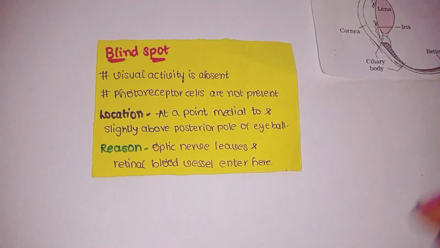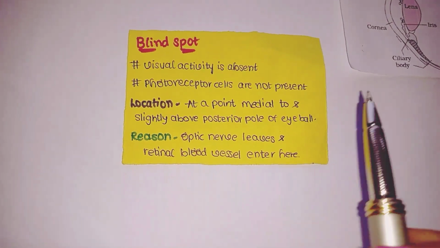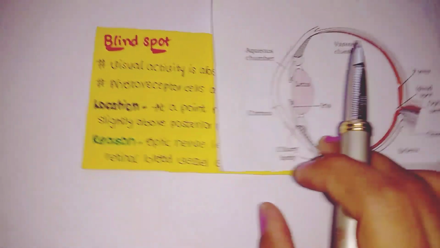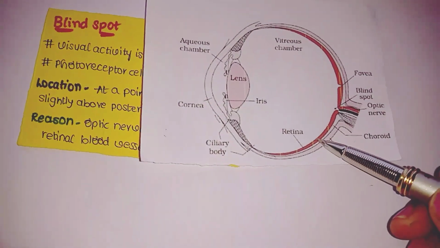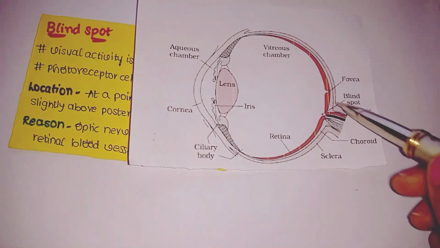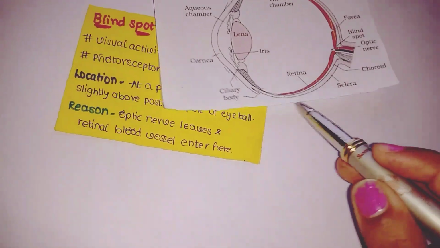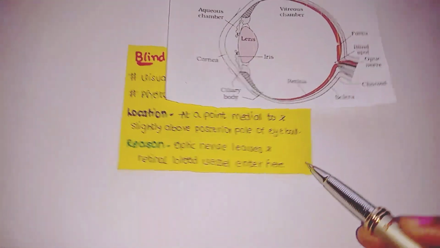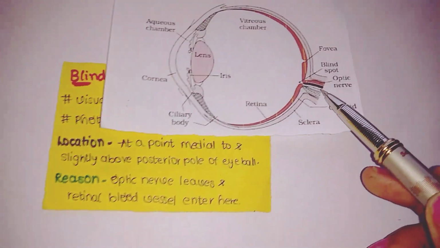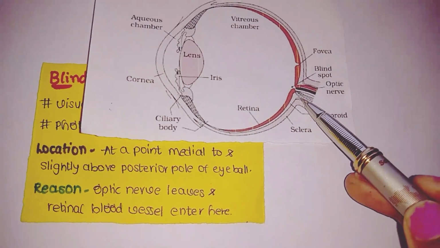This point is located medial to and slightly above the posterior pole of the eyeball. That is here. Here it is, the blind spot. The reason is that the optic nerve leaves and retinal blood vessels enter here. The optic nerve will leave the eyeball here and retinal blood vessels will enter here.